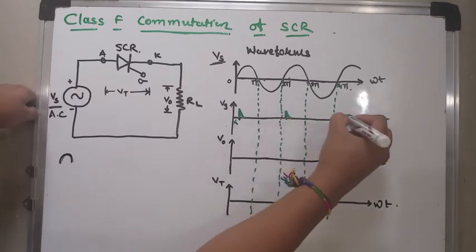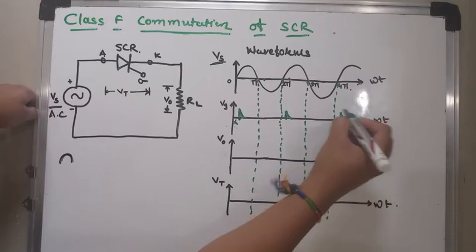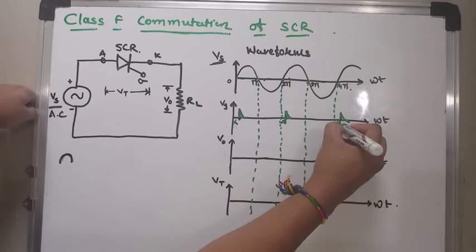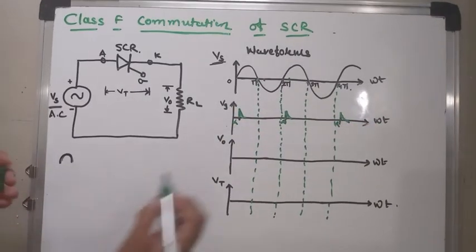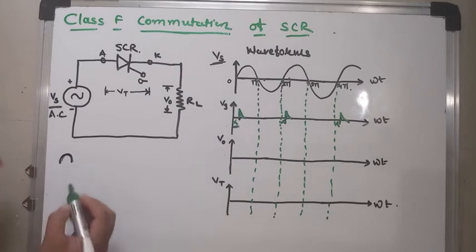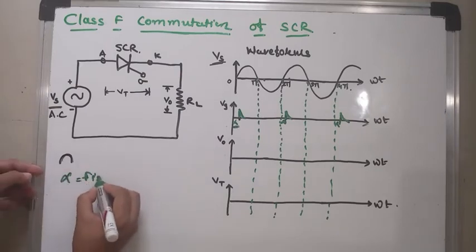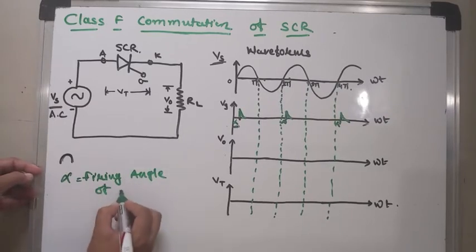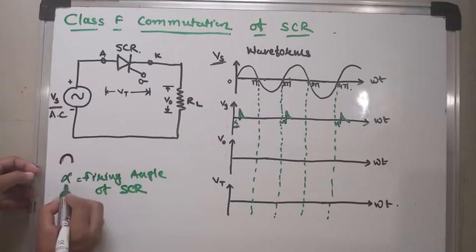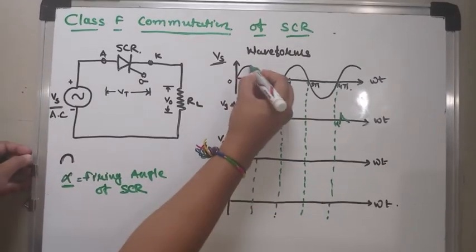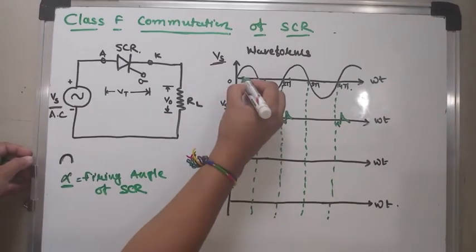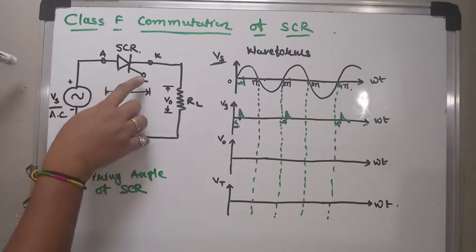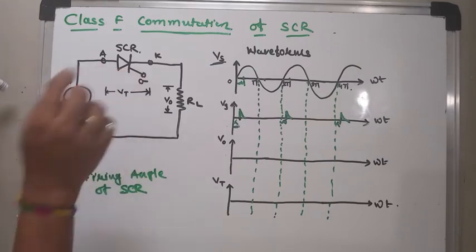So during each and every positive half cycle, at an angle of alpha, I am giving a gate pulse. Alpha is the firing angle of the SCR. So at an angle of alpha during the positive half cycle, the SCR is fired, or triggered, by applying a gate pulse.